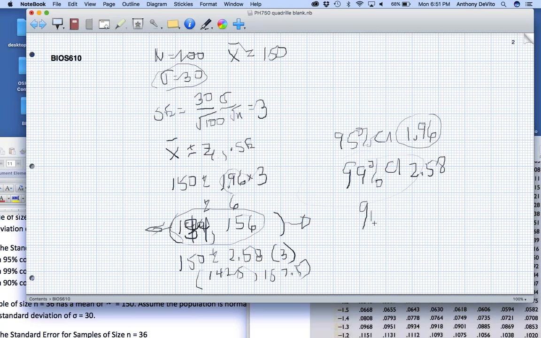How about a 90% confidence interval? What am I going to use for that? 1.64, right? And you can actually go through the math and it'll come out to be a narrower confidence interval. You can have a narrower confidence interval because you're willing to be less certain that you've really captured the mean. Okay, so let's take a look at the next example.